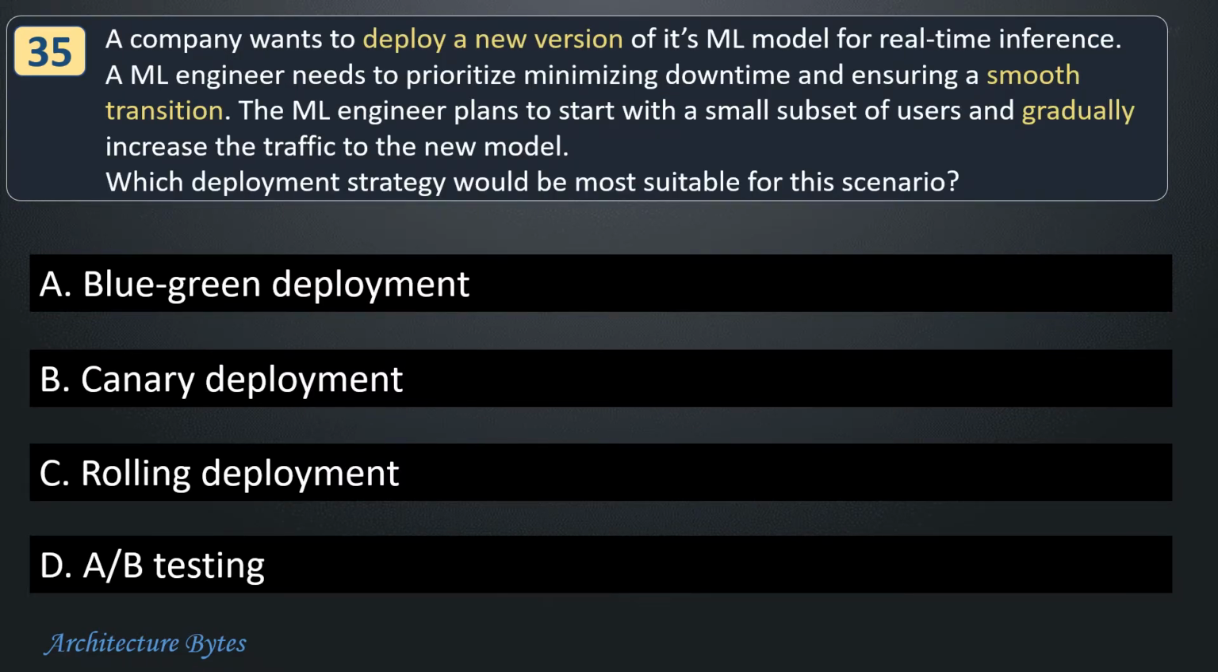A company wants to deploy a new version of its machine learning model for real-time inference. A machine learning engineer needs to prioritize minimizing downtime and ensure a smooth transition. The machine learning engineer plans to start with a small subset of users and gradually increase the traffic to the new model. Which deployment strategy would be most suitable for this scenario? Our options are blue-green deployment, canary deployment, rolling deployment, or A/B testing.